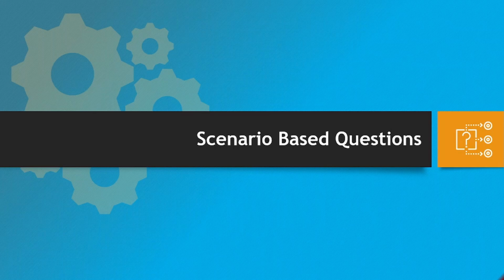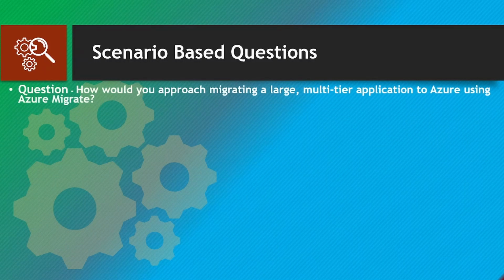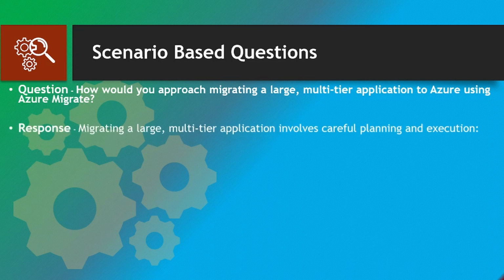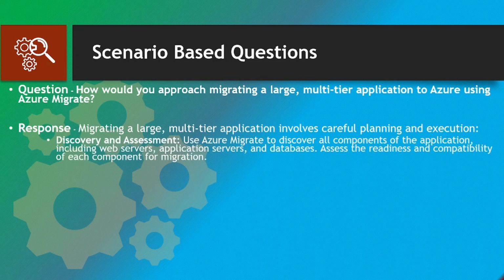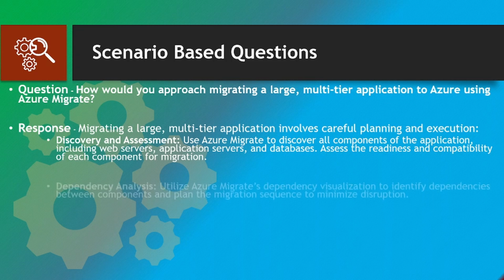Now we'll move to scenario-based questions. The first scenario-based question: how would you approach migrating a large multi-tier application to Azure using Azure Migrate? Migrating a large multi-tier application involves careful planning and execution. The first step is discovery and assessment. Use Azure Migrate to discover all components of the application, including web servers, application servers, and databases. Assess the readiness and compatibility of each component for migration.